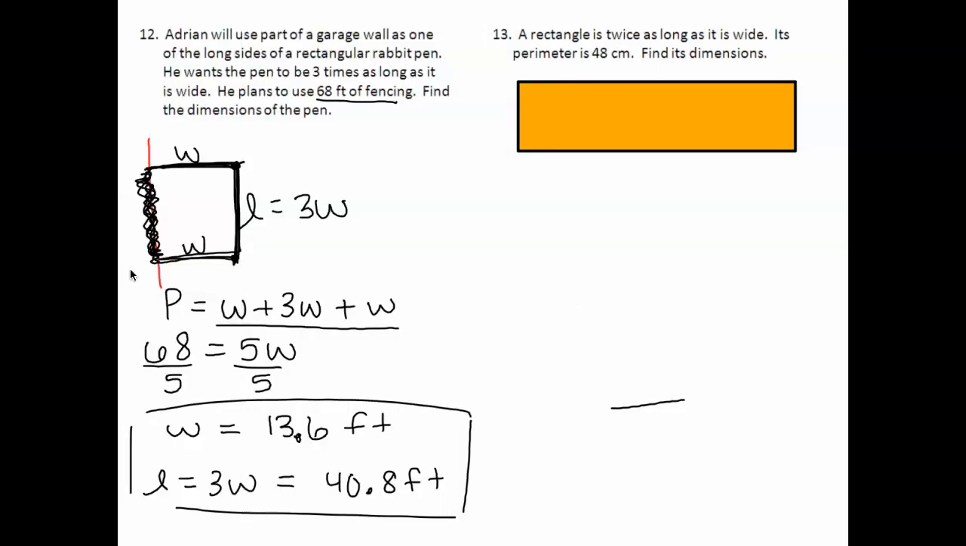Okay. A rectangle is twice as long as it is wide. So here's our width, here's our length. But once again, the length is twice the width, so it's 2W. The perimeter is 48. So if you go back to geometry, perimeter is the sum of the sides.